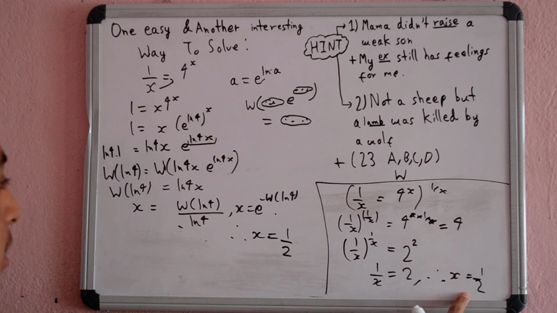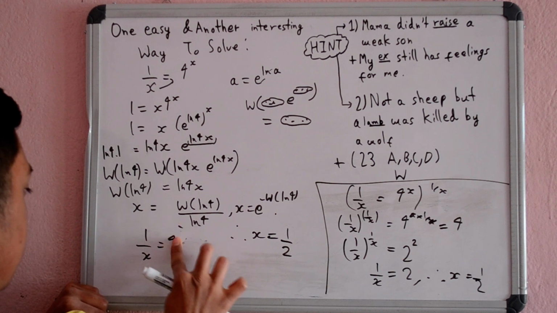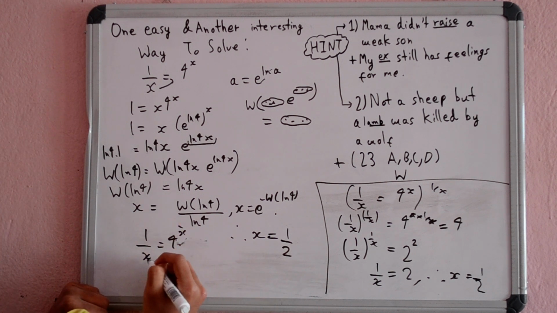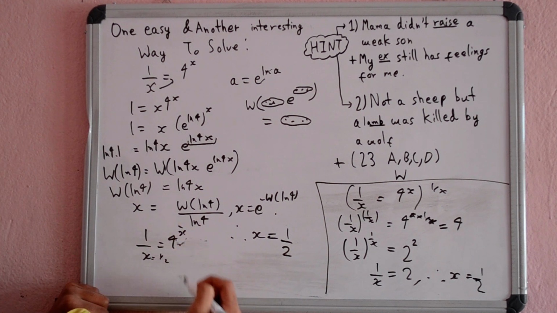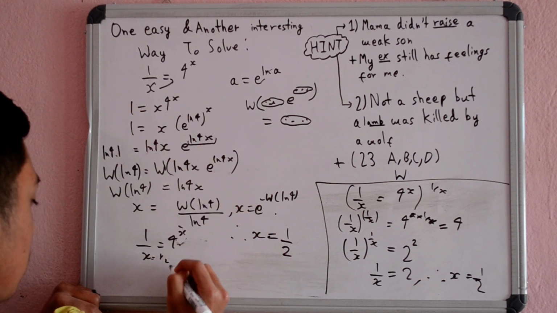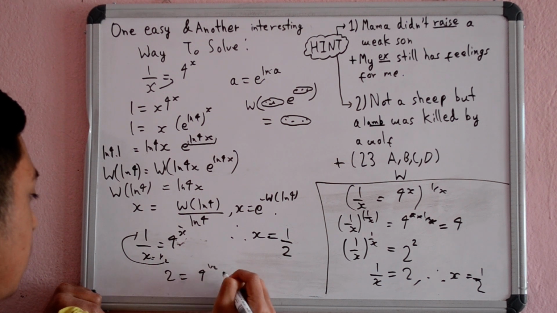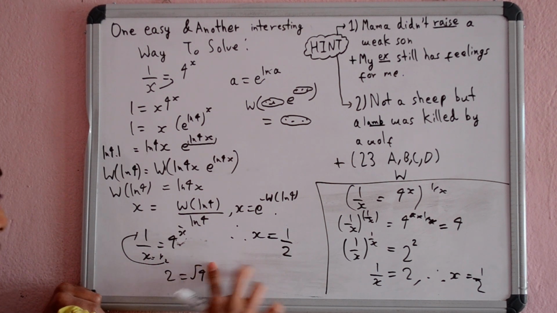And you can check if you want. 1 by x equals 4 to the power x. So if you put x equals 1 by 2, you'll get 1 by half, which is 1 by 1 by 2. That 2 will come up. So 2 equals 4 to the power half, which is just the square root of 4, which is just 2, which is true.